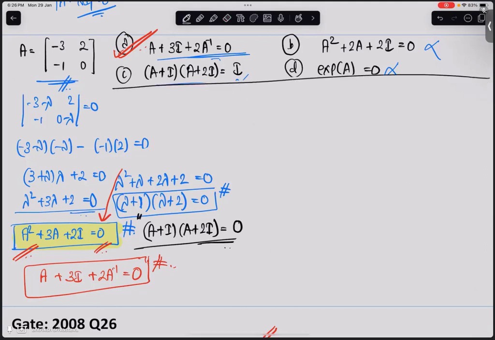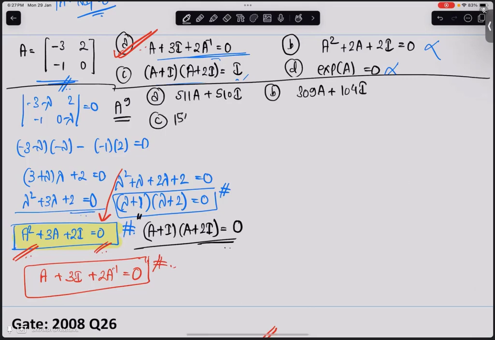Second question is going to be, what is the value of A to the power 9? In this case, I am going to give expressions instead of one matrix so that we don't have to do a lot of calculation. We still have to do some calculation, but not a lot. Option A, 511A plus 510I. Option B, 309A plus 104I. Option C, 154A plus 155I. Option D, exponential of 9.